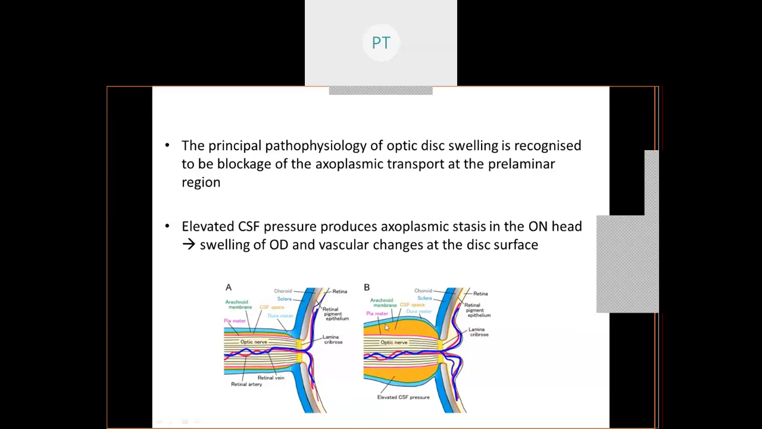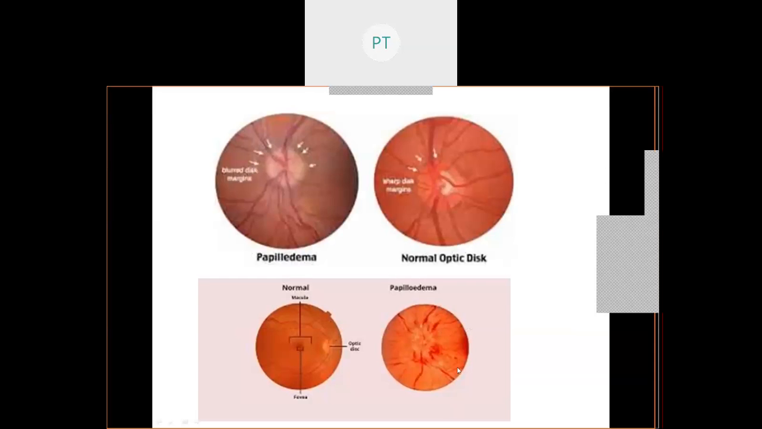Okay, when there's papilloedema, this is what happens, and this leads to swelling of the optic disc when there is an elevated CSF pressure. So here again, this is a normal optic disc, just to remind you all, and this is when there are blurred margins. Okay, so this is what papilloedema looks like.